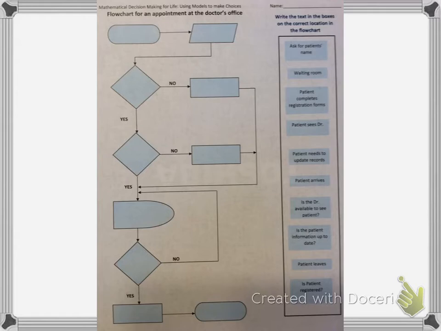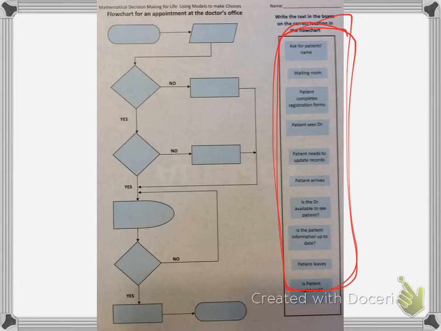All right, this last problem or example on today's note-taking guide is a huge flowchart that is for a doctor's office. So it says write the text in the correct position on the flowchart. So I always like to look at my flowchart and start. I'm just going to read these over here, and I'm going to decide what would be the starting point and what would be the ending point of my flowchart. That's just the way I like to start.